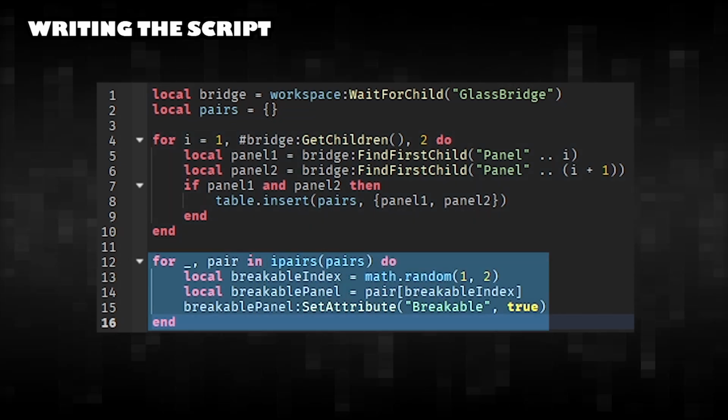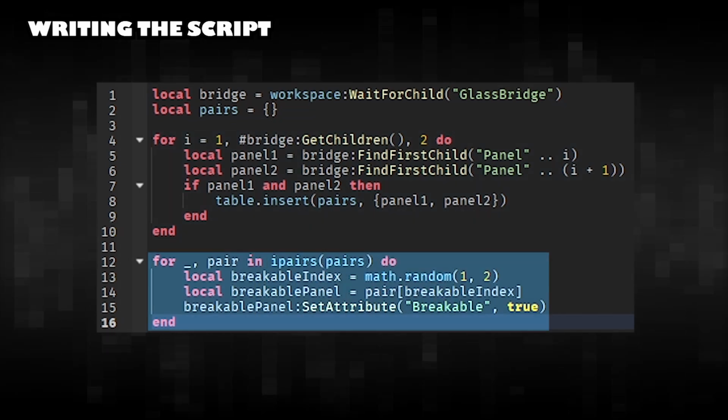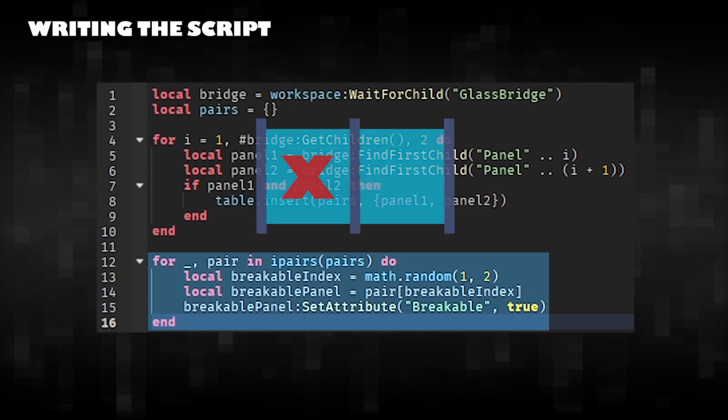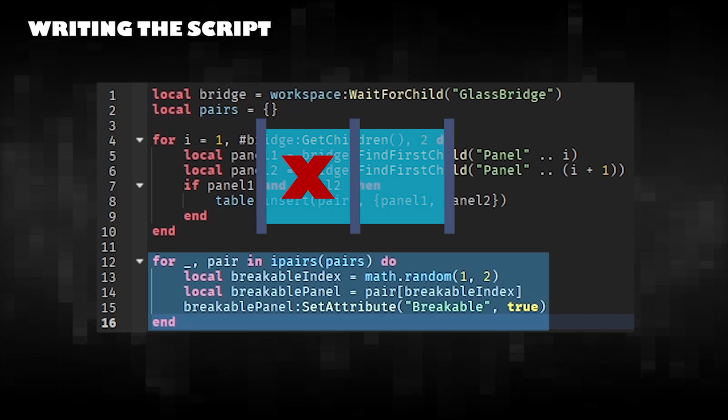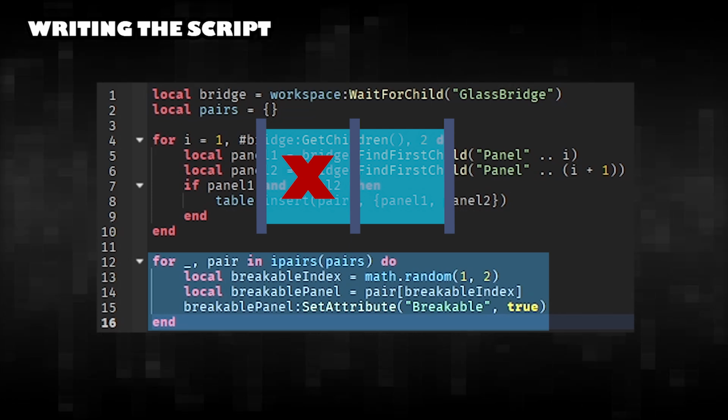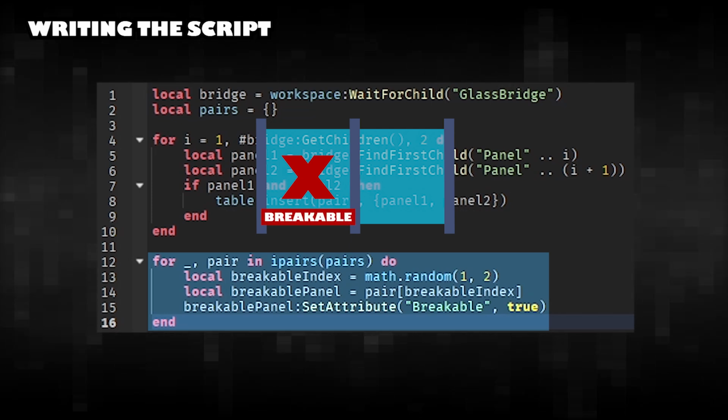Assigns the breakable attribute to one random panel in each pair. Randomly selects one panel in the pair. Sets the breakable attribute of the selected panel to true, marking it as the panel that will break during the game.